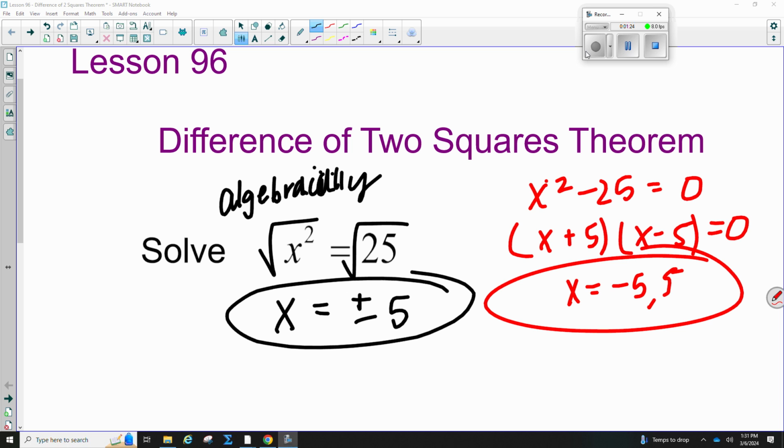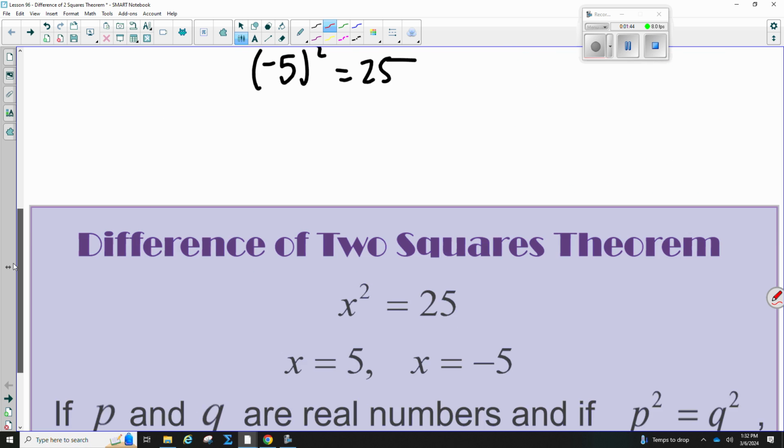Now, how come negative 5 also works? How do I know that works? Well, if you plug negative 5 in with parentheses, which is what you would do if you're going to plug this in to solve, you would get positive 25. So positive 5 and negative 5 both work to solve the equation.